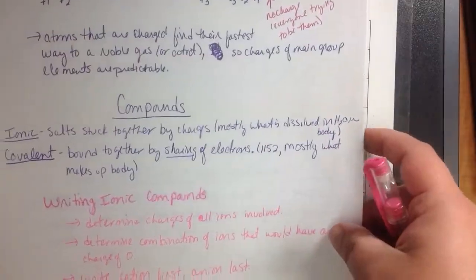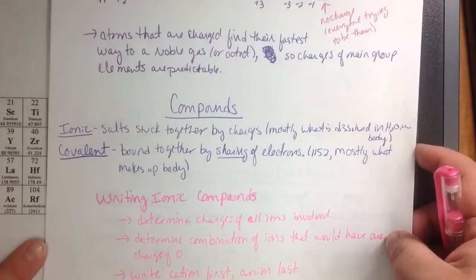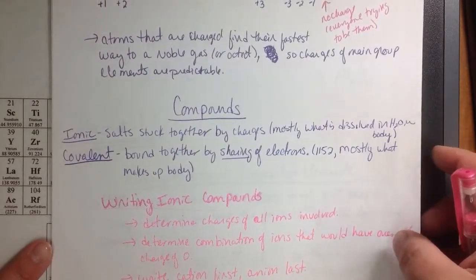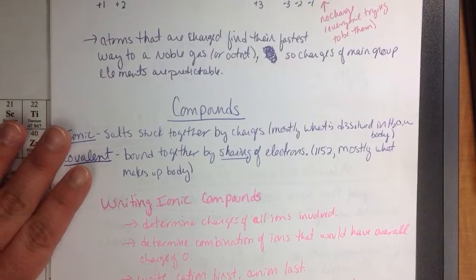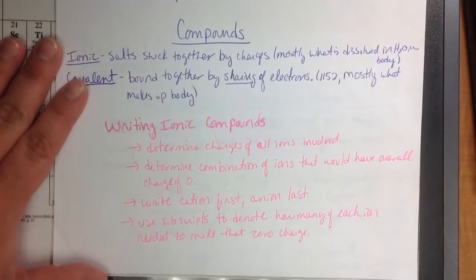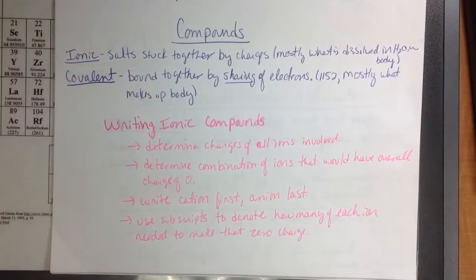So, now that you know how to do that, let's try to figure out how to write a compound. Now, there's ionic compounds, there's covalent compounds. Ionic is what we're going to talk about right now. In a little bit, we're going to come back and talk about covalent compounds, okay? To write an ionic compound, you first start by determining the charges of all the ions that you have, which is why I taught you that first. Great, so you know how to do that.